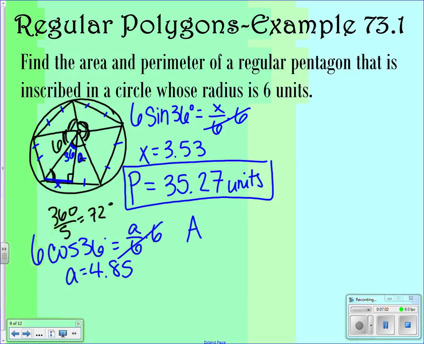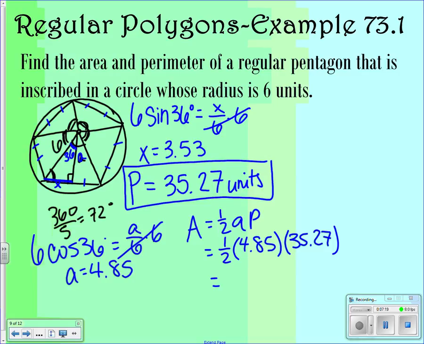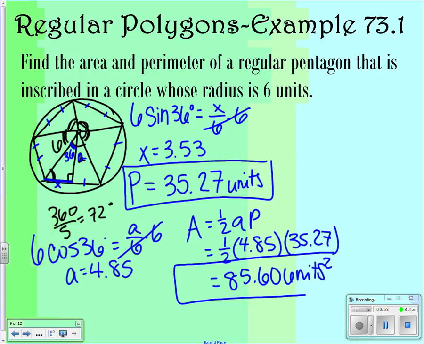So to find your area, you're going to use the 1/2 AP. Or if you would like, you can split it into triangles. And our apothem is 4.85. We found our perimeter, 35.27. And if you multiply those numbers and divide by 2, you're going to get 85.60 units squared. And that's what your area is going to be.